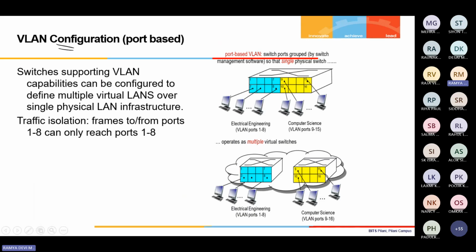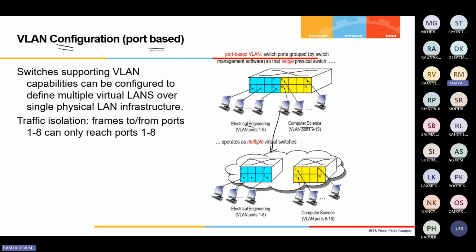Now we'll see VLAN configuration. It is a port-based configuration. Just now we have discussed, right? A single physical switch can logically divide the network into two virtual switches. It will be like two virtual switches which will be configured to different VLANs. In this example, VLAN 1 is electrical engineering and VLAN 2 is computer science engineering. Ports 1 to 8 are connected to electrical engineering and 9 to 15 are connected to computer science engineering. So a single physical switch is logically separated, and multiple isolations are done here.